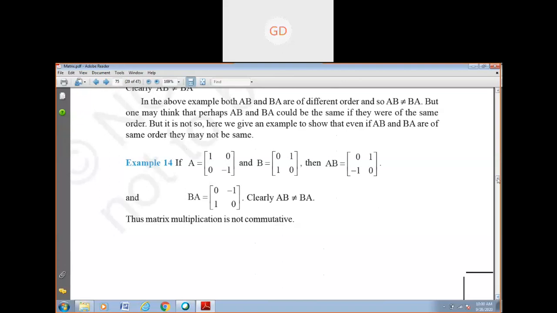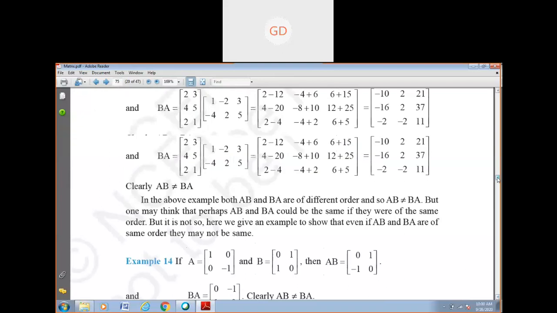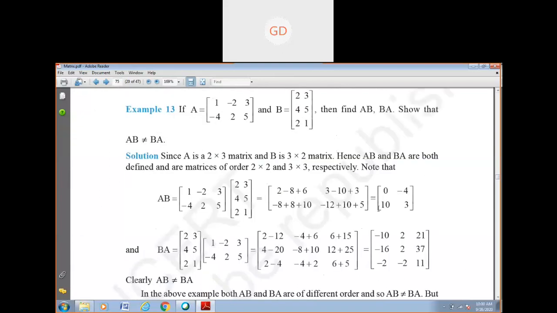Actually, the procedure is the same. For BA, you just follow the multiplication rule. First row into first column, first row into second column, first row into third column, first row is over. Similarly, second row into first column, second row into second column, second row into third column, second row is over. Similarly, third row into first column, third row into second column, third row into third column, third row is over. That is the rule.